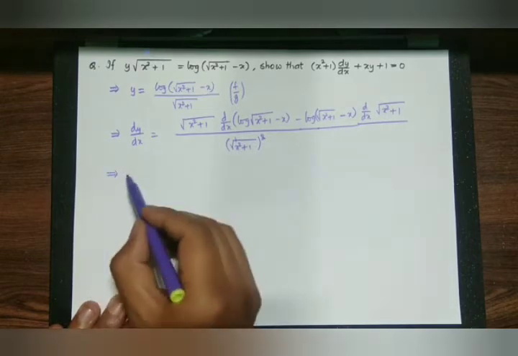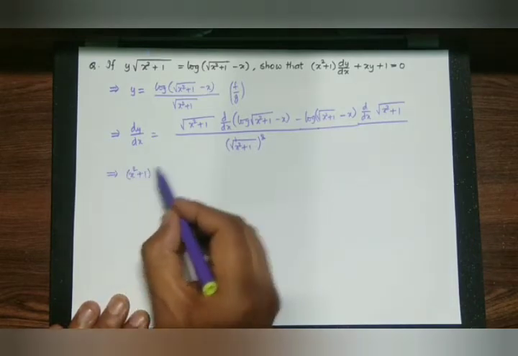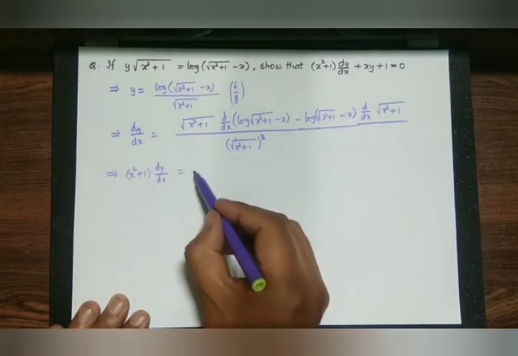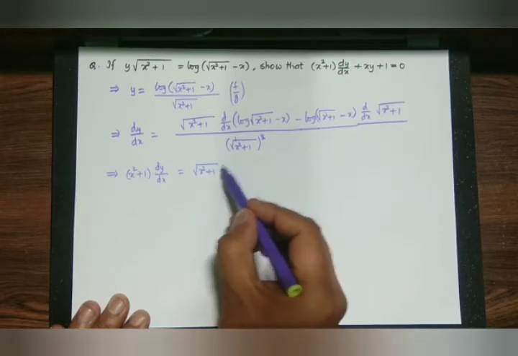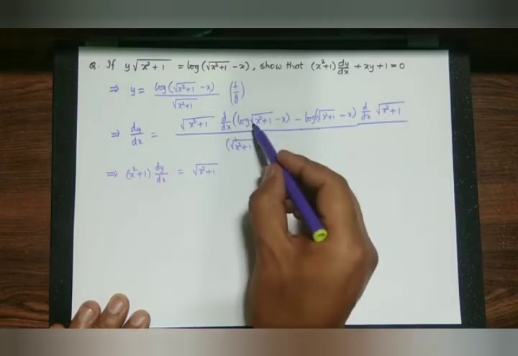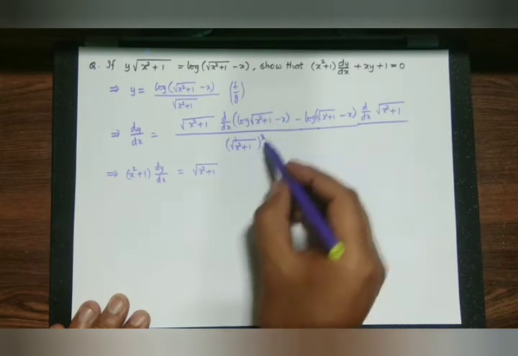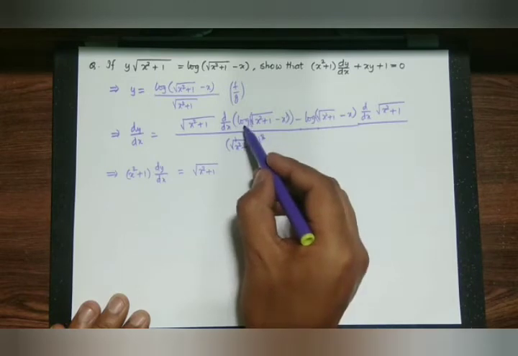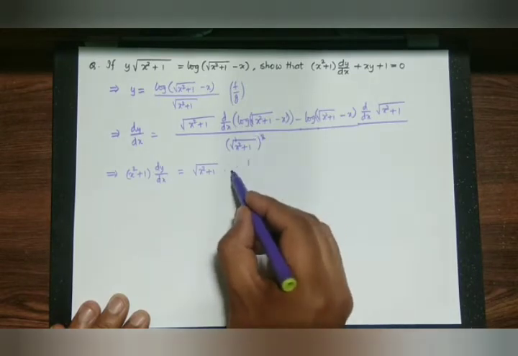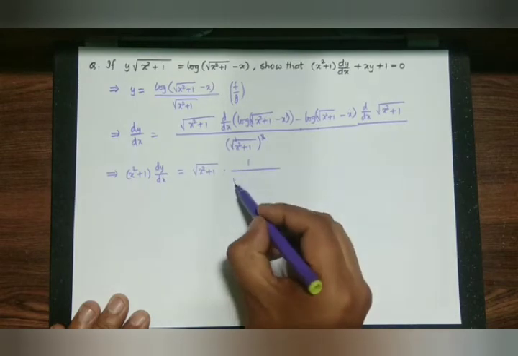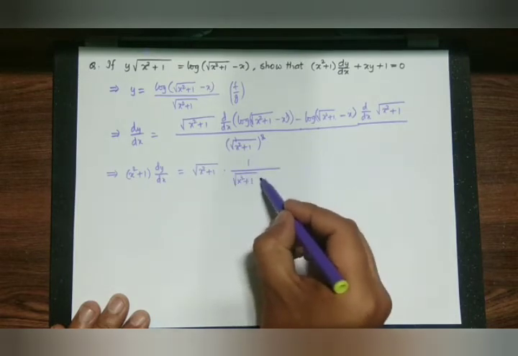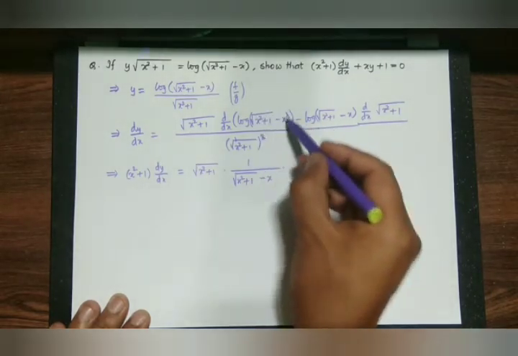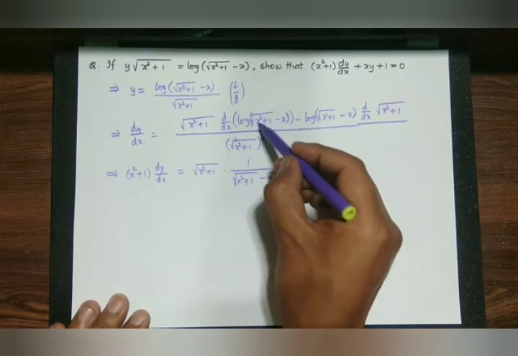So if I do that, then I have x squared plus 1 dy by dx equals to, let's simplify this, so we have root over x squared plus 1. Now let's differentiate this one. So the differentiation of log will be, okay, so this is for this whole thing, right? So differentiation of log will be 1 by something, and what is that something here? Root over x square plus 1 minus x. Okay, now this is for your log. Now we need to differentiate this inner part as well, right? So let us differentiate this one.